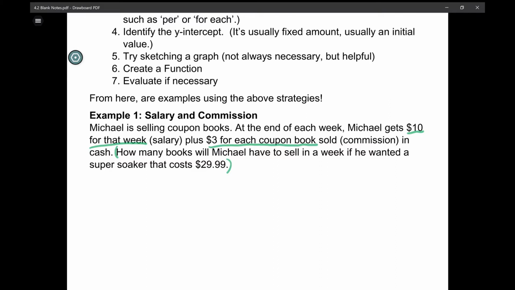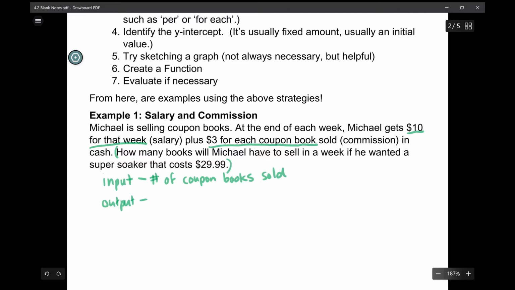All right, what is our input variable? Input. And what is our output? Well, what we're going to put in is going to be the number of coupon books sold. The number of books he sells tells you how much money he makes per week. So the output is dollars earned total per week. So my input for Michael's business here is how many coupon books he sells, and that's going to tell me how much money he gets at the end of the week.